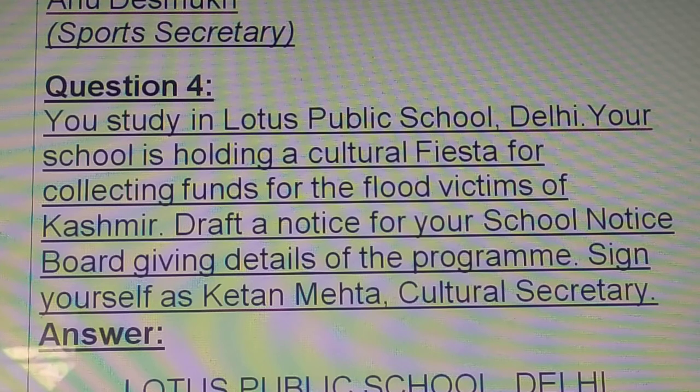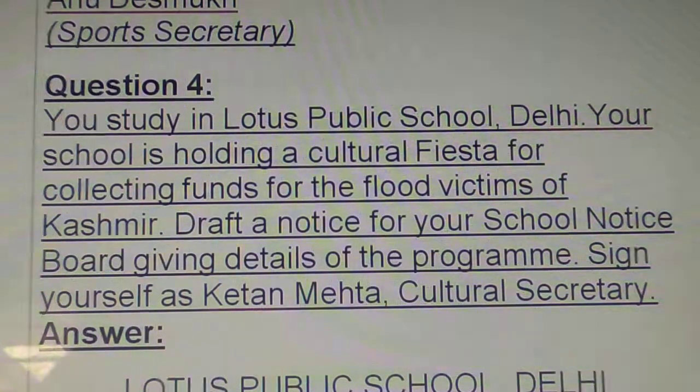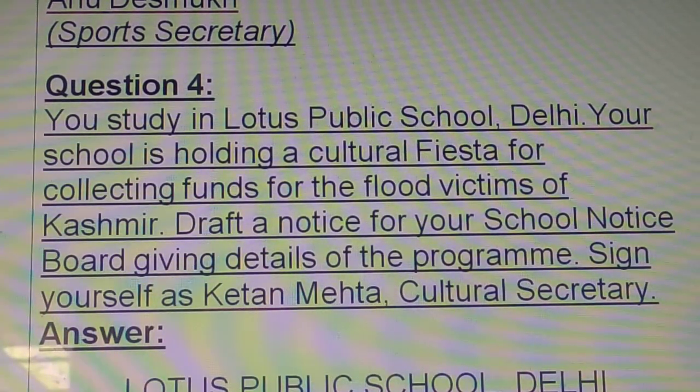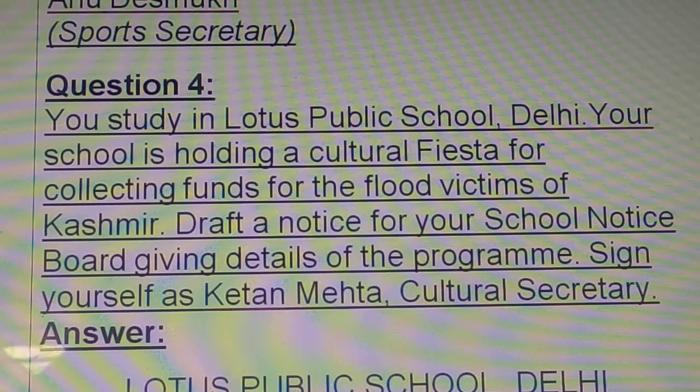Read it very carefully. You are studying in Lotus Public School, Delhi. You study in that school. Your school is holding a cultural fiesta for collecting funds for the flood victims of Kashmir. Draft a notice for your school notice board. Sign yourself as Ketan Mehta, cultural secretary.